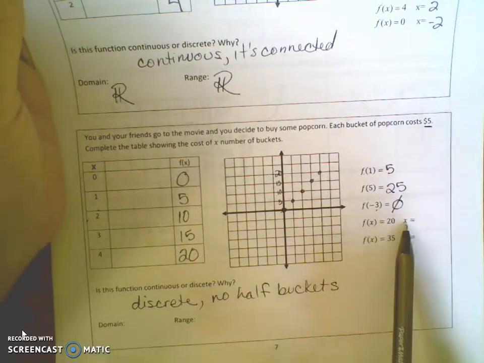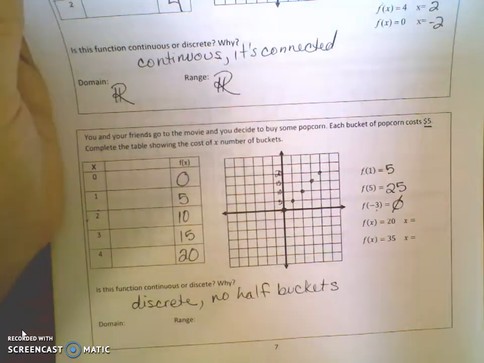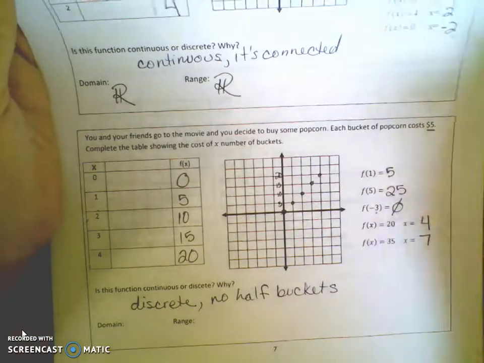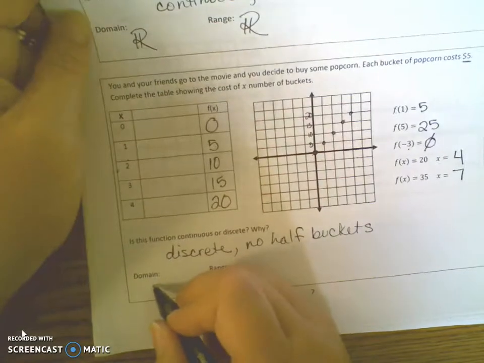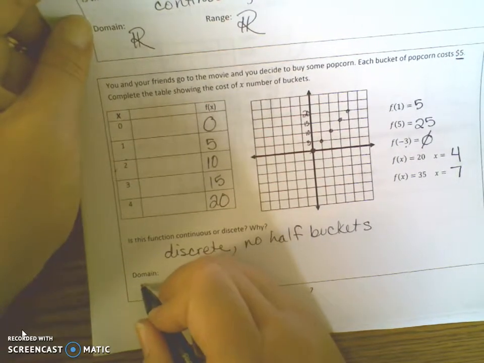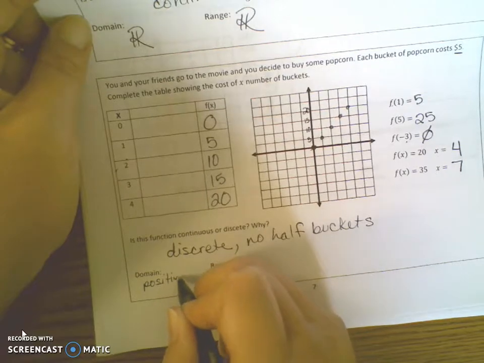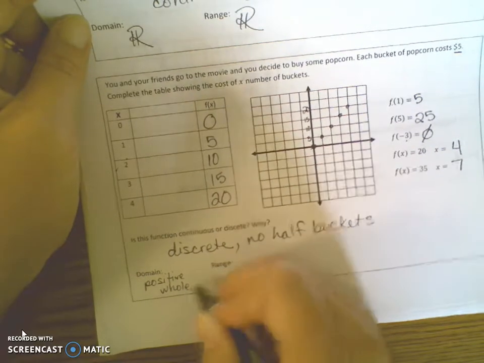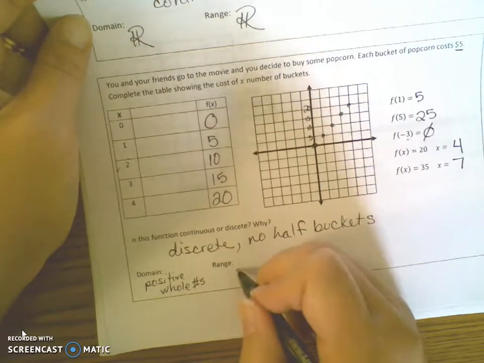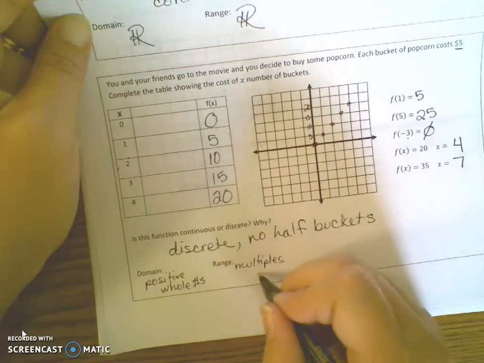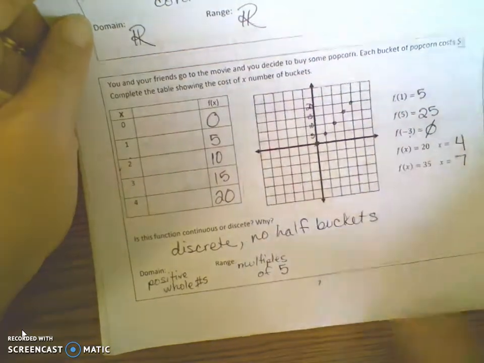Okay, so f of x is 20. That means that x is 4. 4 buckets of popcorn. Here, $35 is 7 buckets of popcorn. Okay, my domain is going to be positive whole numbers. And my range is going to be multiples of 5, because I'm not going to have anything else except multiples of 5.